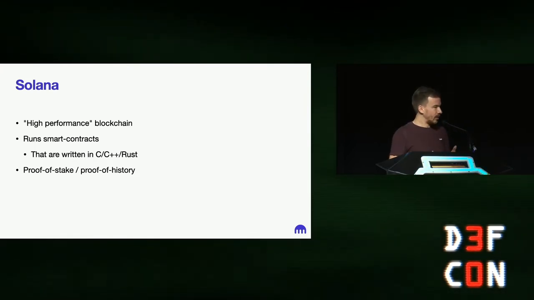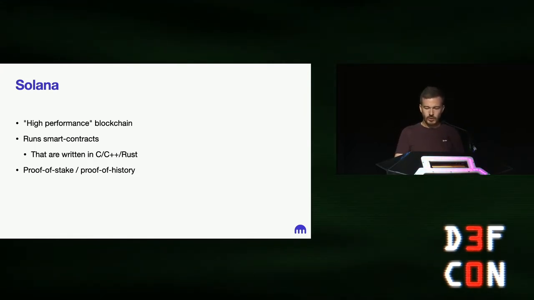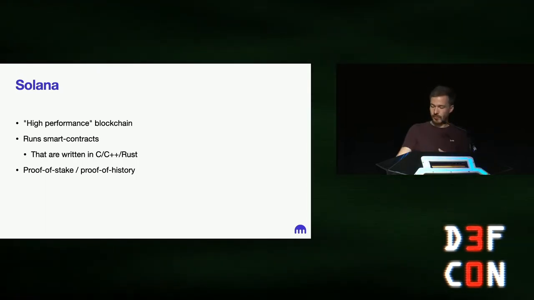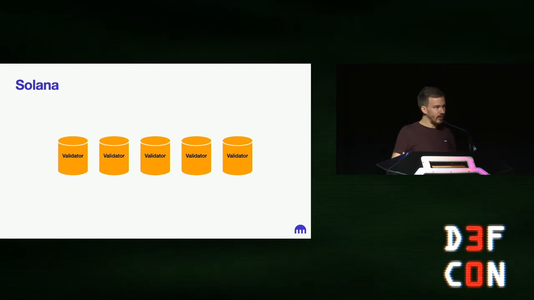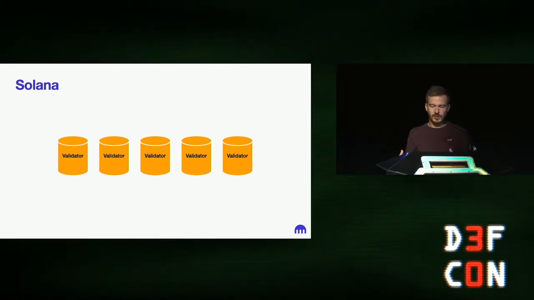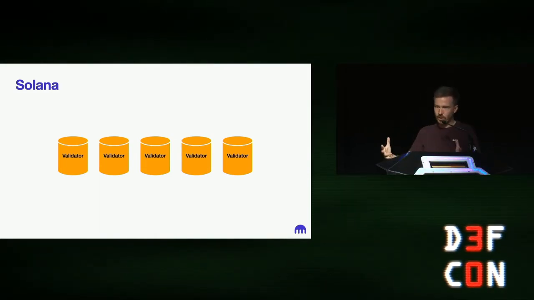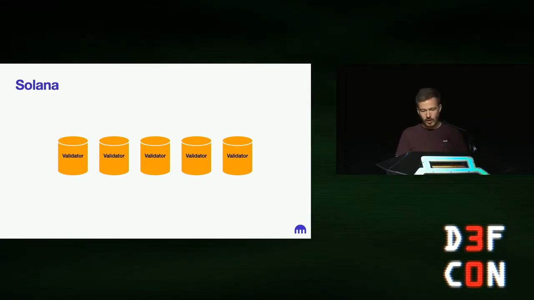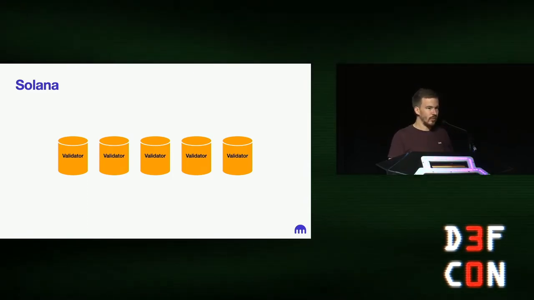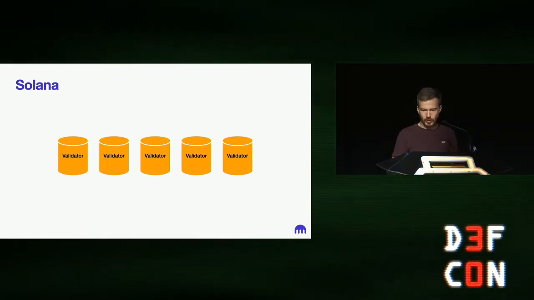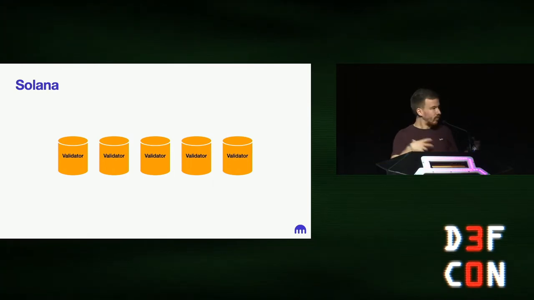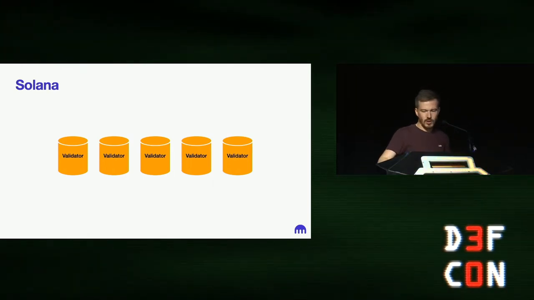Solana is a proof-of-stake slash proof-of-history blockchain, so no mining involved. Instead, we have servers called validators that achieve the consensus on the network, and everyone can become a validator. It's basically just a beefy server, like 12 cores, 128 gigs of RAM, and anyone can participate in that. At any time in the Solana cluster, one of the validators is elected the leader.